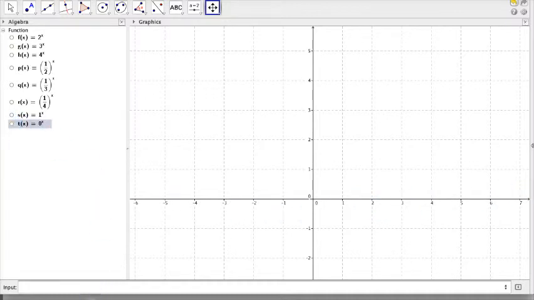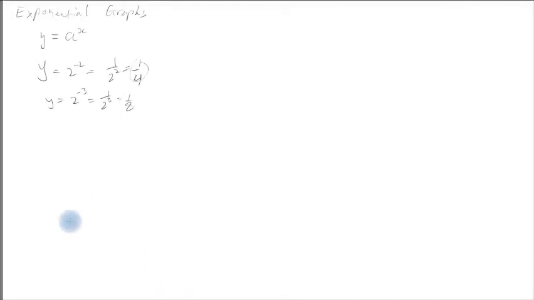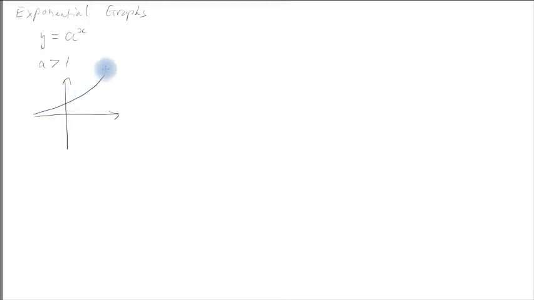So let's summarize some of our knowledge. Let me get rid of this for a moment. So when a is greater than 1, we have a graph that looks like this, and we've got an asymptote here. The equation of the asymptote is y equals 0, and it cuts through here at this point, which is 1.